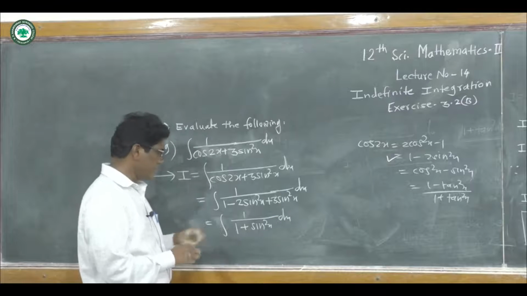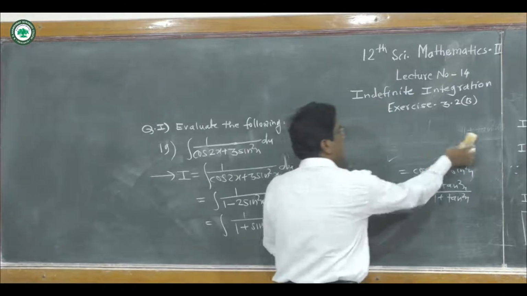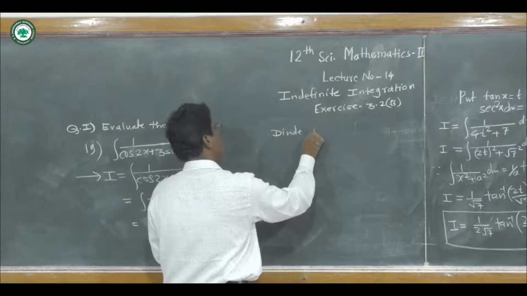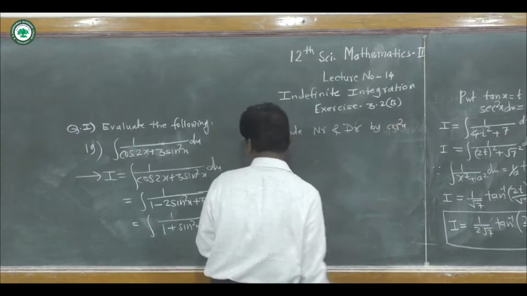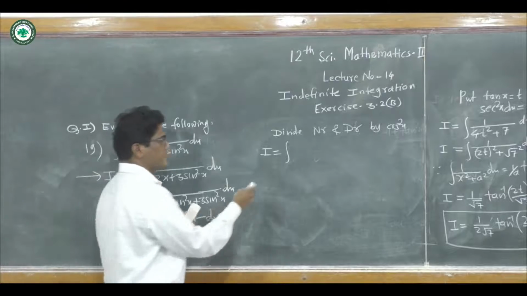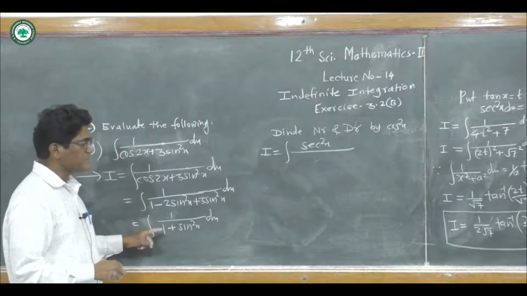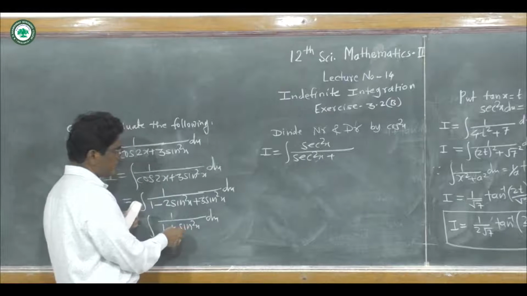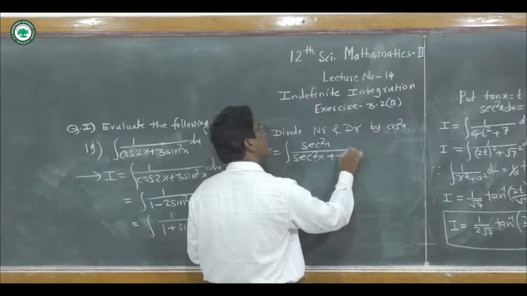Now see here in the denominator sin square x is present, so we have to divide numerator and denominator by cos square x. Therefore I is equal to 1 upon cos square x, which is sec square x, divided by, here also 1 upon cos square x is sec square x, plus sin square x upon cos square x, which is tan square x, dx.